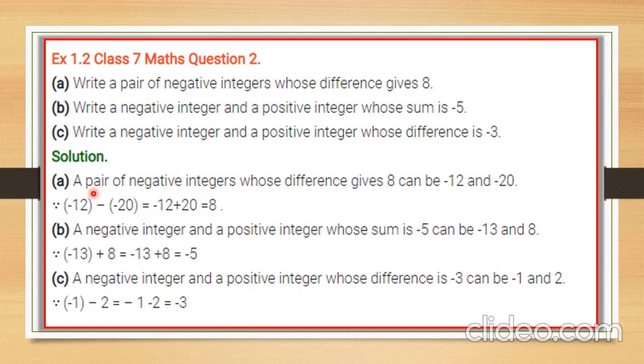So here is the answer, you see, a pair of negative integers whose difference gives 8. That can be minus 12 and minus 20. Remember, this is the answer. And how you are getting the difference 8, I am showing here. So minus 12 minus, that is difference, and the other integer minus 20. So this minus and this minus becomes plus. So minus 12 plus 20.